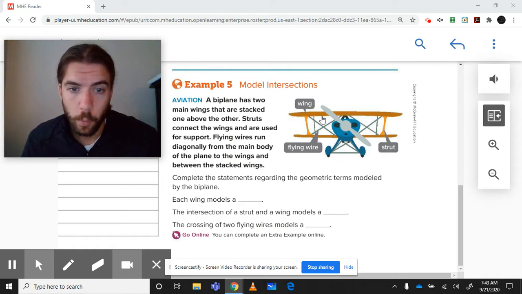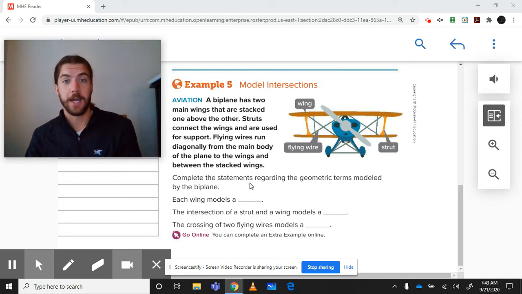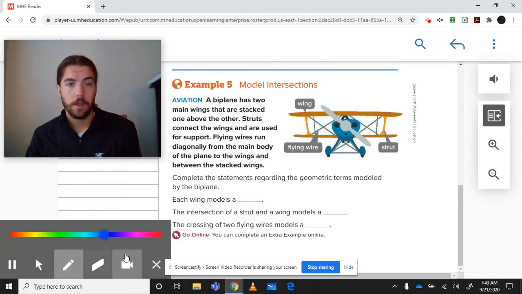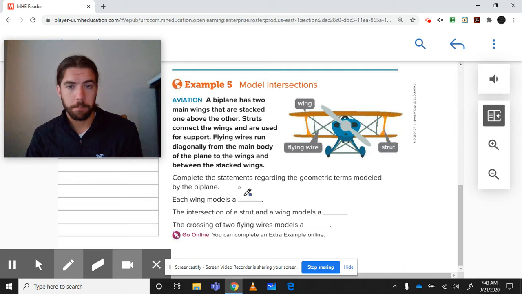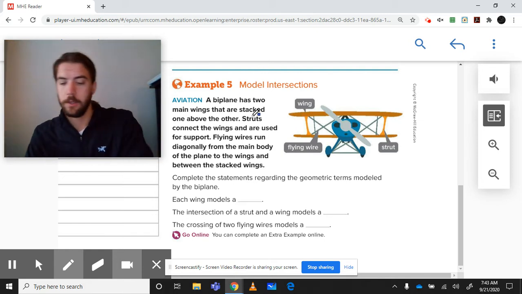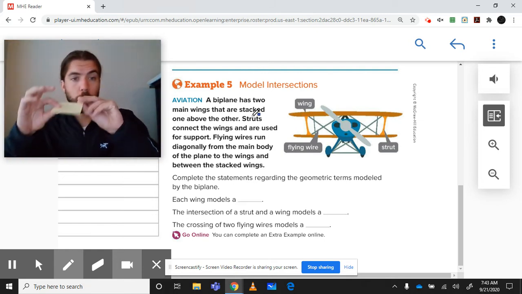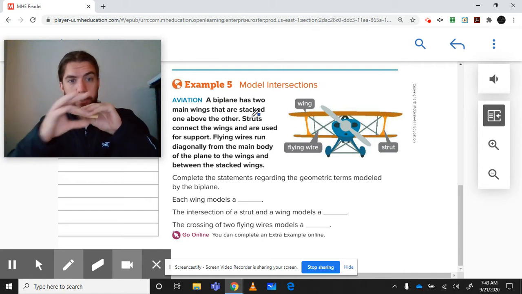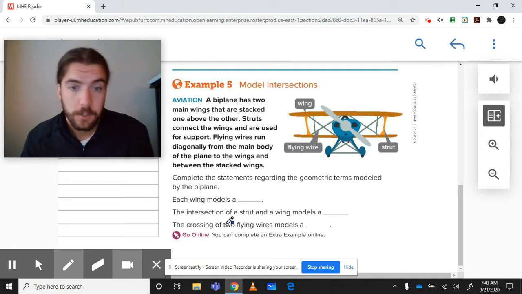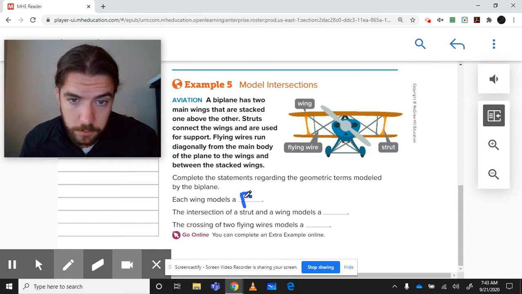Okay, so each wing models what? Do you think that's a plane, a line, or a point? Okay, well, I would say it doesn't really model a point, right? In this drawing, you might just say it looks like a line. However, we're thinking about the physical 3D object. A 3D object has wings that are going to be more like flat objects than just dimensionless lines. So I would say that models a plane pretty well.